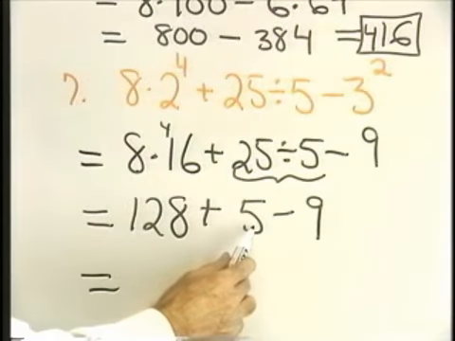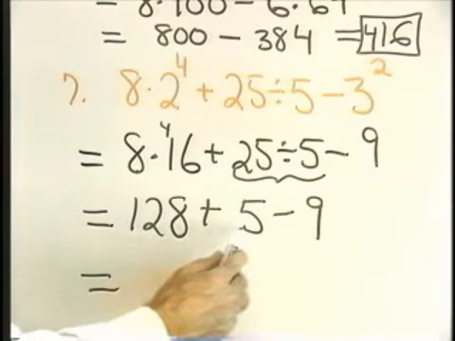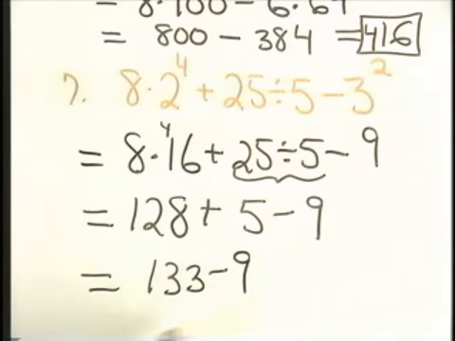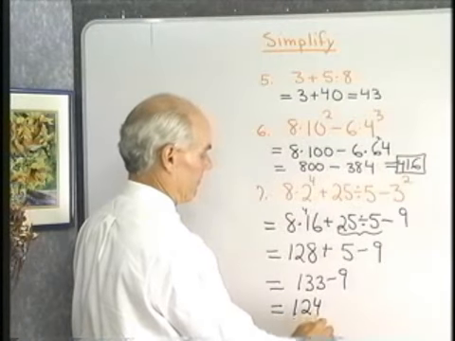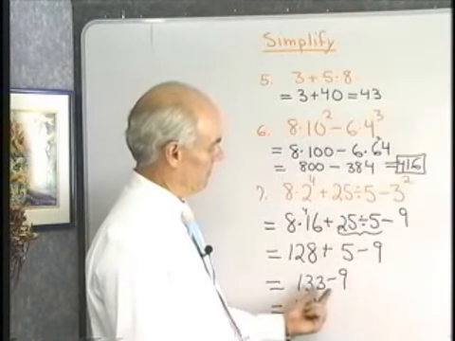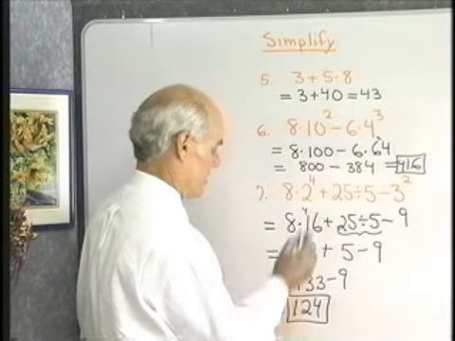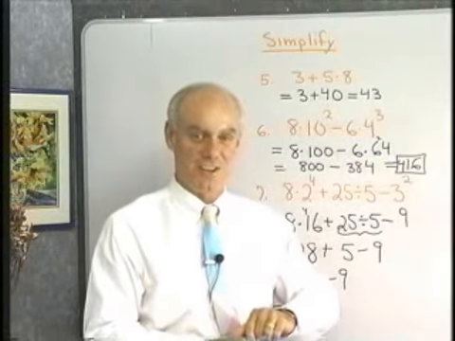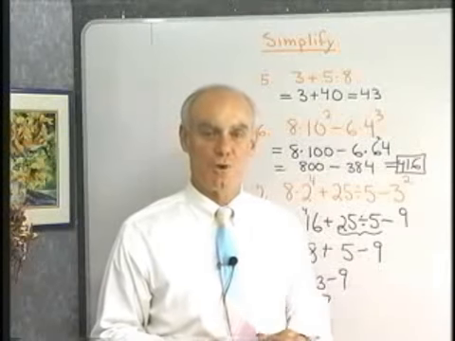Now 128 plus 5 is going to be, what is that? 128 plus 5 is 133 minus 9, and 133 minus 9 is going to be 124. Is that right? 133 minus 9 is 124, so I get, yeah. My assistant is telling me, yes, that's right. Sometimes I make some mistakes with arithmetic, especially if I'm in front of the camera. So that's a look at some exponents and the rule for order of operation.